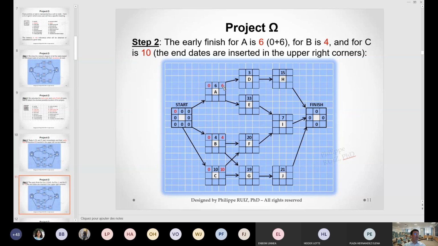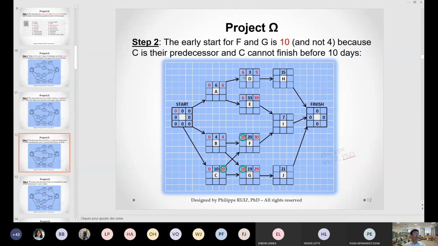So if A finishes after 6 days at the early finish, what is the early start of D, knowing that it follows A? Well, it's 6. E follows A, it's 6 as well. Okay. Here we're going to take a look at that. Okay, 6 as I've told you.